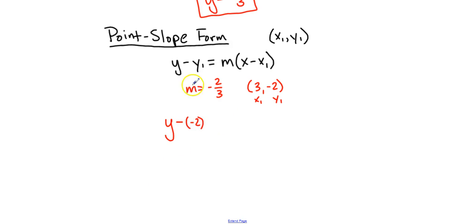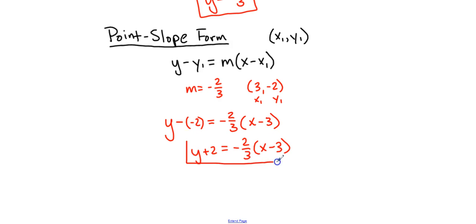And again, plug in with parentheses always, equals the slope in parentheses x minus the x coordinate of my point. And then simplifying, I get y plus 2 equals negative 2/3 x minus 3, and I'm done. So this is the equation.